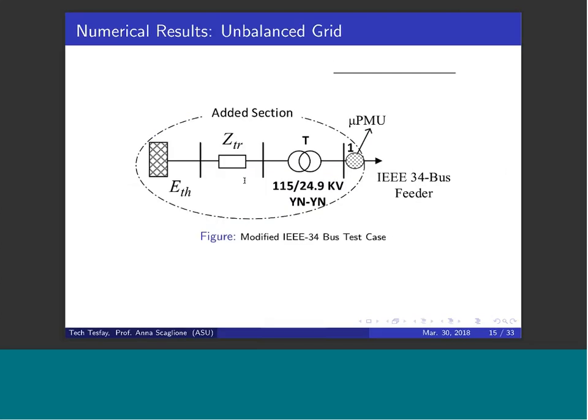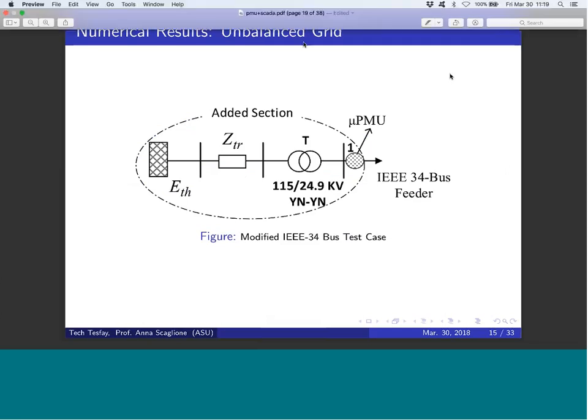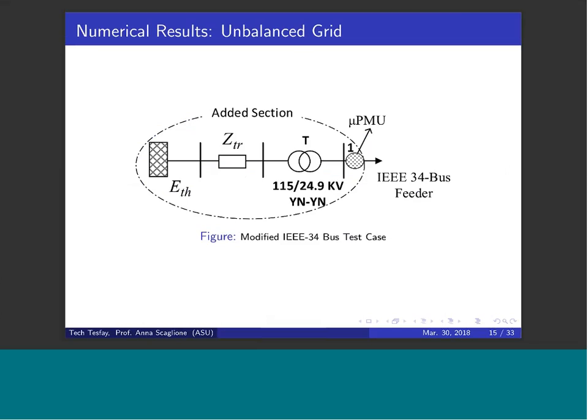And now, presenting the numerical results from our simulations, we first use the unbalanced case, where we showed we have enough non-trivial equations to directly compute the Thevenin parameters from a single PME measurement. We used the 34-bus system, and then we added this section to represent the transmission line where we have the Thevenin parameter transformer, and we have a single PME placed at the distribution feeder bus.